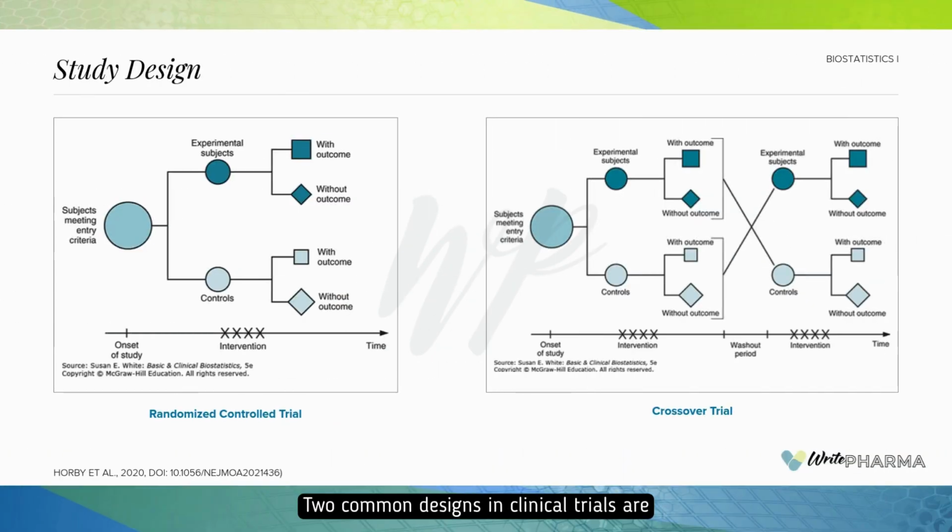Two common designs in clinical trials are parallel group and crossover trials. In a parallel trial, participants remain in their assigned group for the entire study. This is ideal for interventions where long-lasting effects are expected. In a crossover design, each participant receives both the intervention and the control at different times, with a washout period in between.